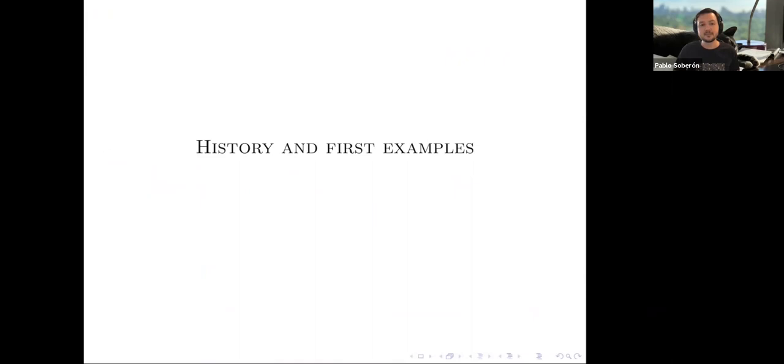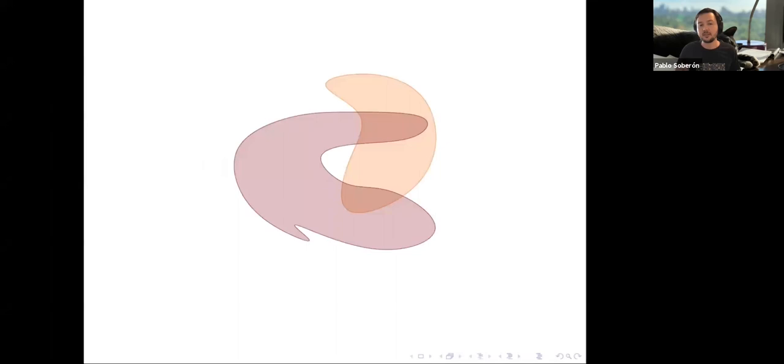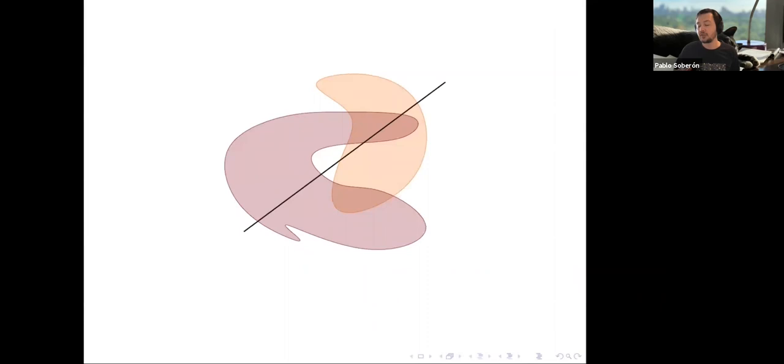just to get some motivation for the things that we're going to do. So again, we start with two measures in the plane. Now the usual result here, or the first result you might hear about, is that you can always find one line that splits both of them by half. And this works in high dimensions. This is what's known as the Ham-Sandwich theorem.